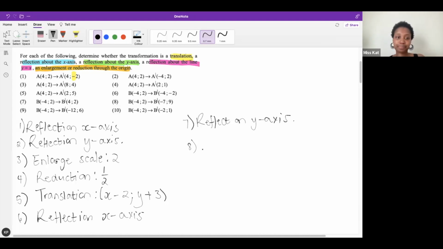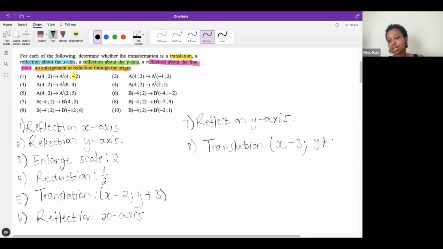Number 8. What happened with number 8? From -4, 2 to -7, 9. Thank you, Tashrika. This is a translation. And what is my rule for translating it? So x, we started from -4 to -7. So it's x -3. Beautiful, Theo. And then 2 to 9, y +7.